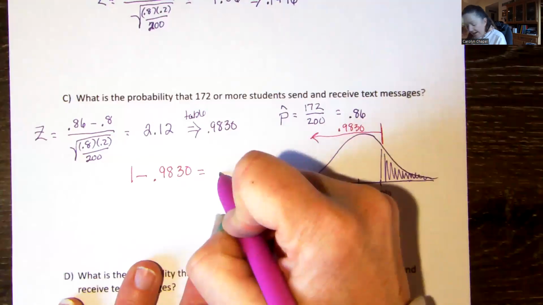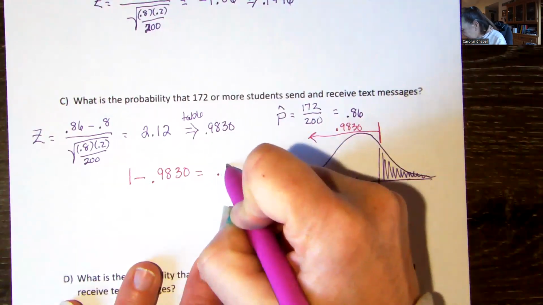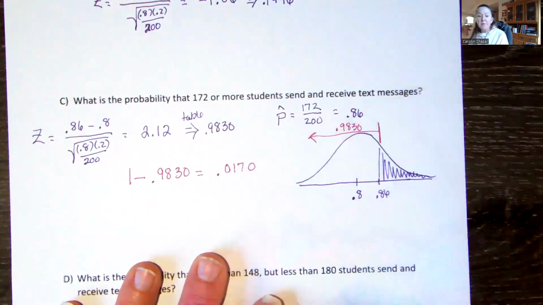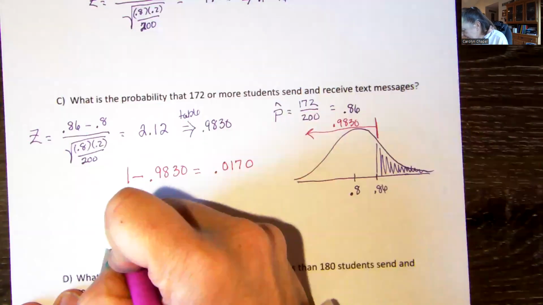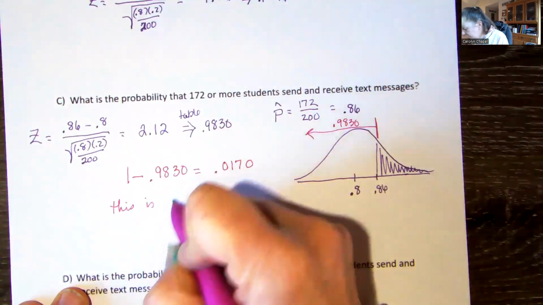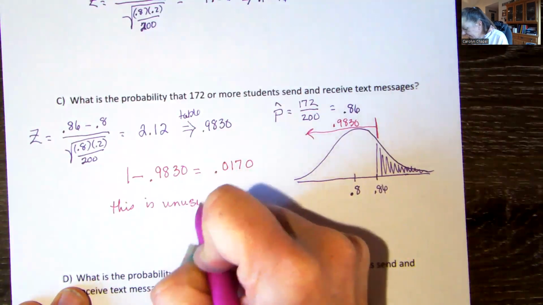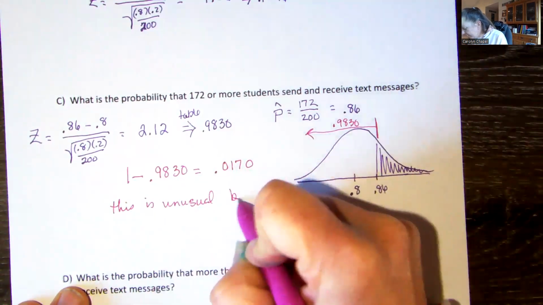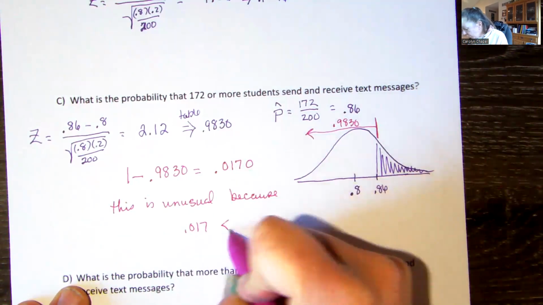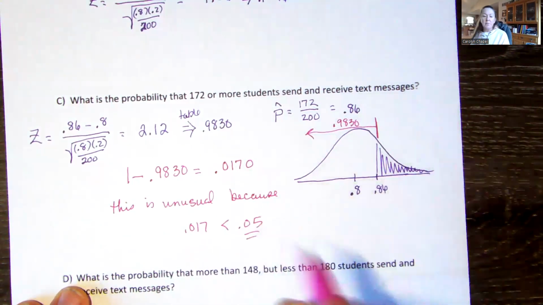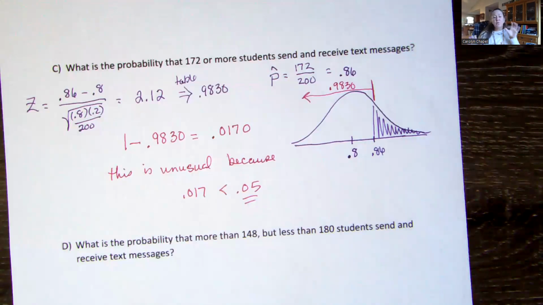All right, so now I'm subtracting. If I subtract that, I get 0.0170. So that is the probability that 172 or more students get that piece. And remember, this tells us this is unusual. And remembering that term, our magic number is 0.05. That's what we set up as an unusual mark.